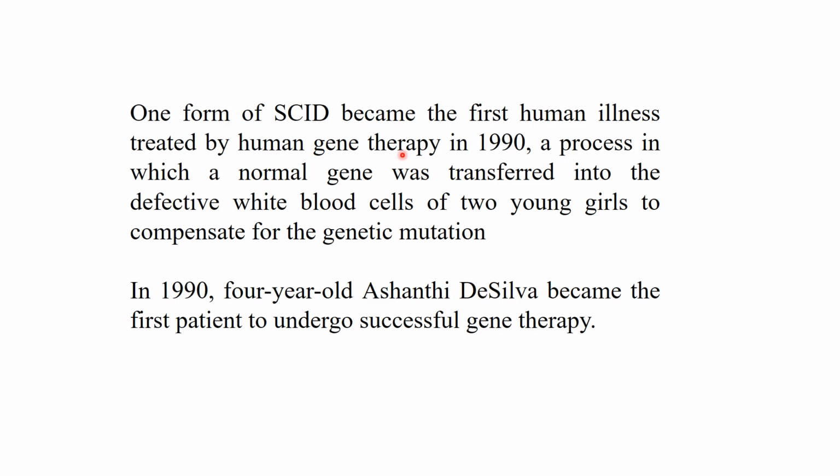One form of SCID became the first human illness that was treated by gene therapy in 1990. जीन थेरेपी से सबसे पहले ट्रीट की जाने वाली डिजीज SCID है, that was the adenosine deaminase deficiency enzyme, which was corrected. It is a process in which a normal gene was transferred into the defective white blood cells of two young girls to compensate for the genetic mutation. In 1990, 4-year-old Ashanti De Silva became the first patient to undergo a successful gene therapy for SCID.